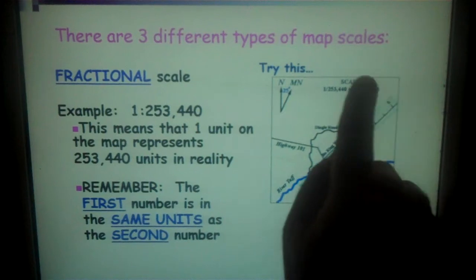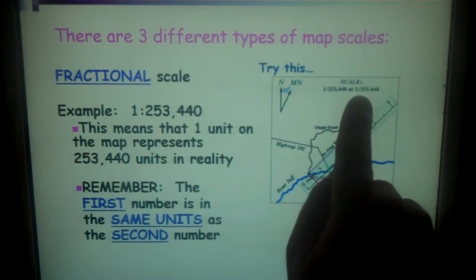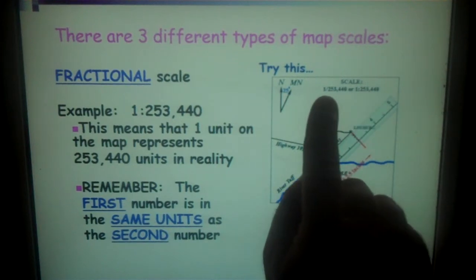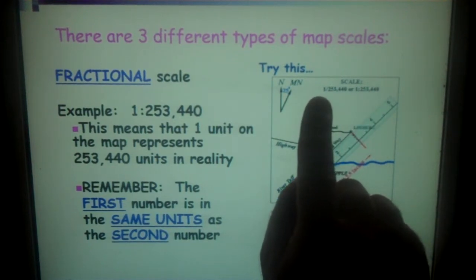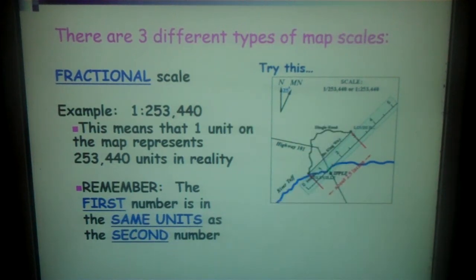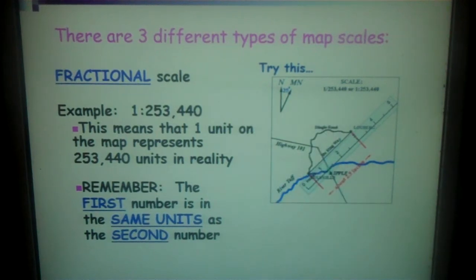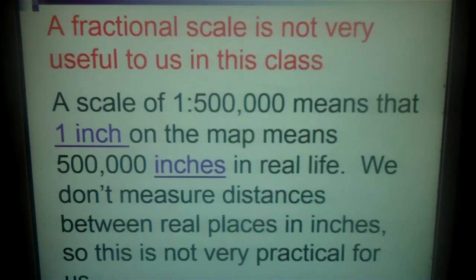So in this map over here, it just simply says scale, 1 colon 253,440, or it could show it as a fraction, 1 with a slash, 253,440. But these two numbers, the 1 and the huge thing, both represent either inches or centimeters or something like that. The fractional scale is not very useful to us in this class.